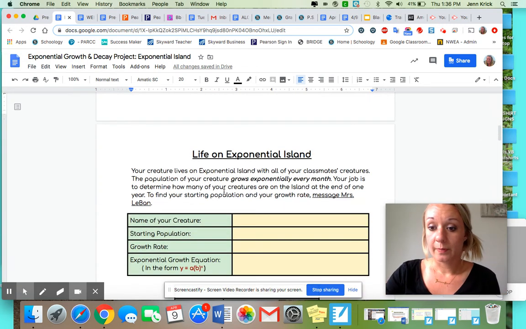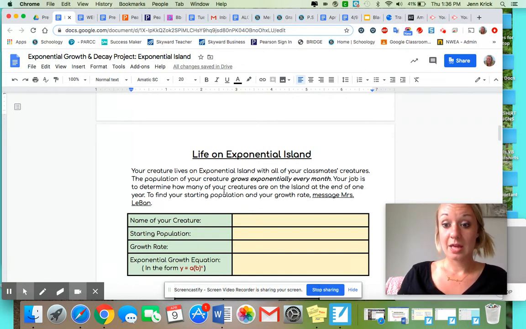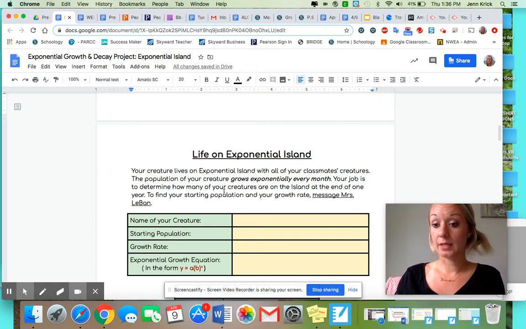So your creature is going to be living on Exponential Island with the classmates' creatures as well. Your population is going to be growing exponentially every month. I know a lot of the examples that we looked at in previous lessons were growing exponentially by year. This is a special island. This is Miss Levan's island. It's growing exponentially every month.